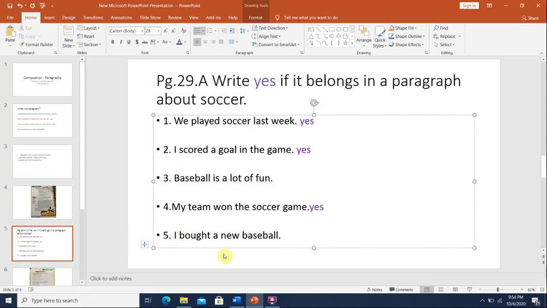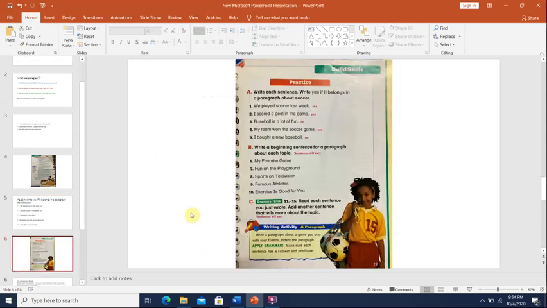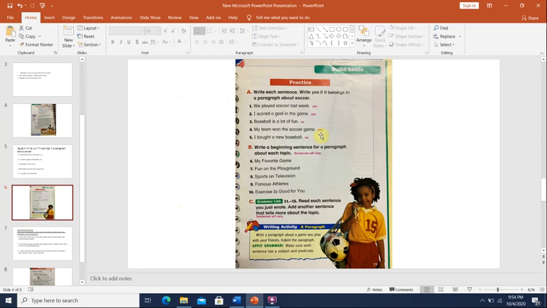We are talking about soccer. So is baseball related to soccer? No. Okay. So here we find the answers. In question B, it says they gave you many titles, gave you several titles, and it asks you to write the beginning sentence for each paragraph.